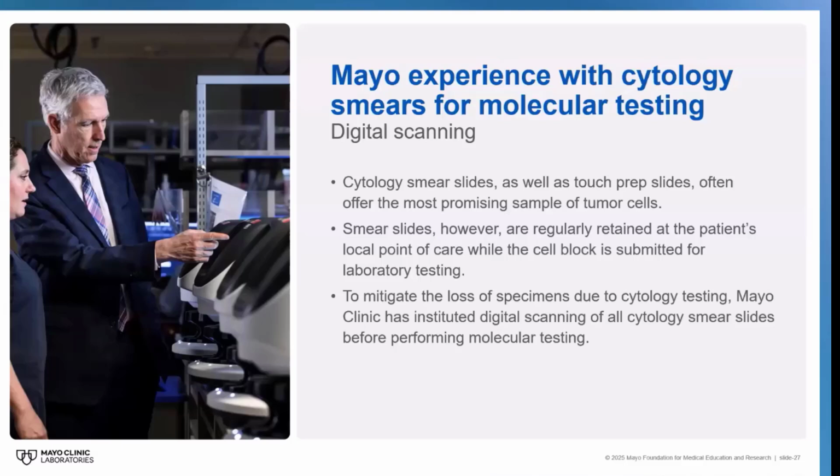But nowadays, digital scanning has become very quick and much lower in price. So in our laboratory, if we utilize a cytology smear for molecular testing, we digitally scan the slide. So we have a digital copy of the slide that we use. After we use the slide, we still have a digital copy of that. So we're not afraid of utilizing those smears because we still have a copy. That's how we can mitigate the loss of specimen due to cytology testing. We use digital scanning for all the cytology smears before performing the molecular testing.